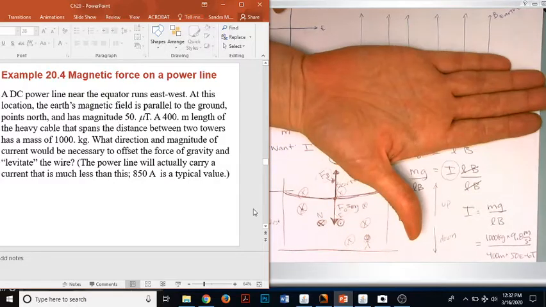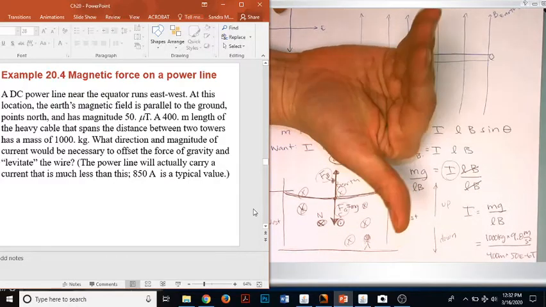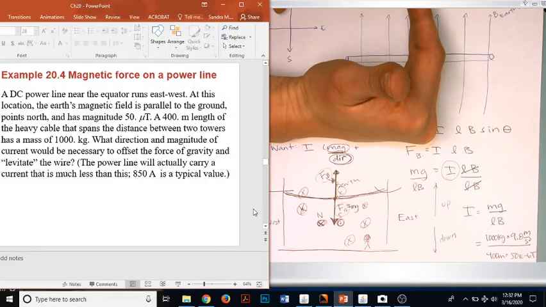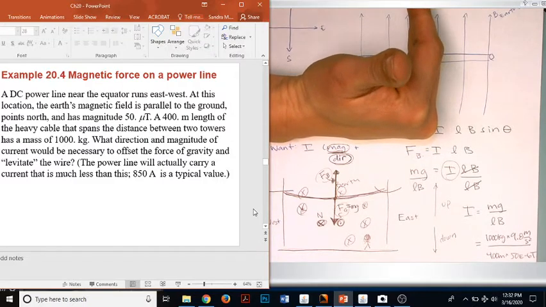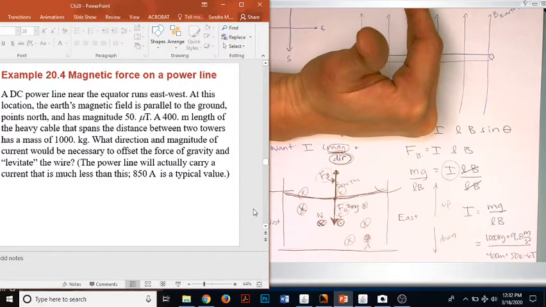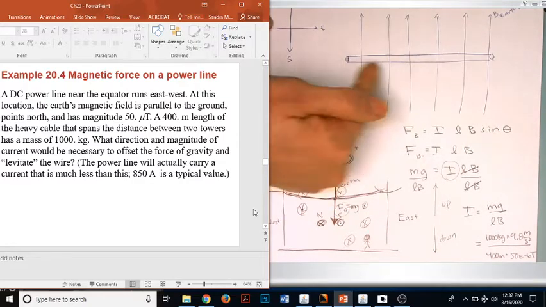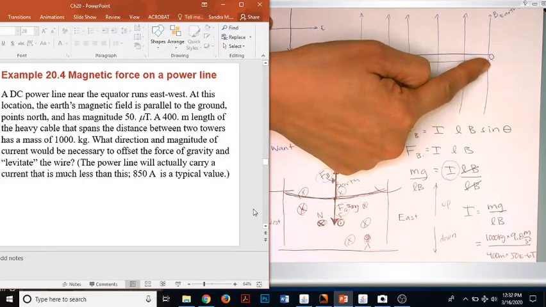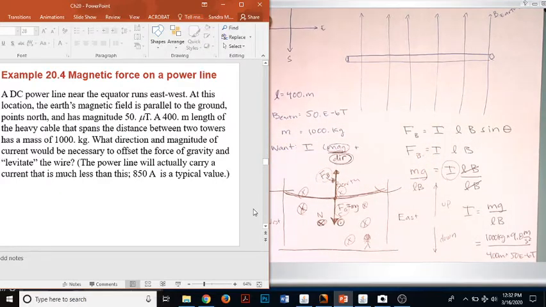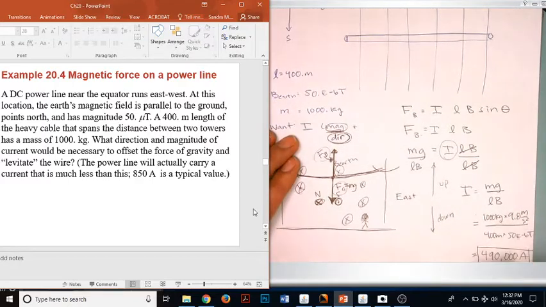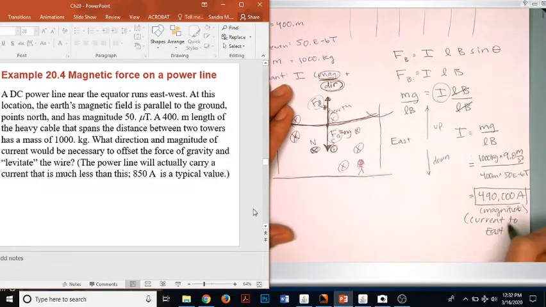With the current going to the east, my fingers will turn to go in the direction of Earth's magnetic field, which is to the north. And now my thumb is pointing up at the camera, which is out of the page, which is our up direction. So current to the east gives a magnetic force that points up, which is what we wanted. So we must have current to the east. Oops, I'm writing, but I'm not showing you what I'm writing. So I just wrote current to east.